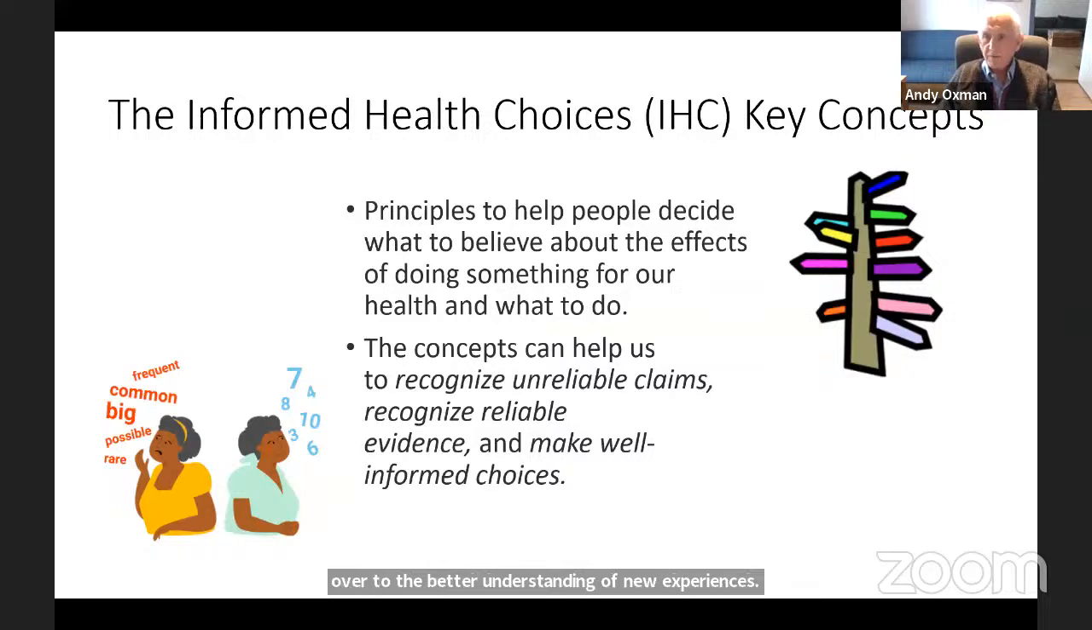We started developing what we call the Informed Health Choices Key Concepts in 2013 as part of a previous project funded by the Research Council of Norway. The concepts are principles to help people decide what to believe about the effects of doing something for our health and what to do. They can help us recognize unreliable claims about the effects of interventions, recognize reliable evidence, and make well-informed choices.